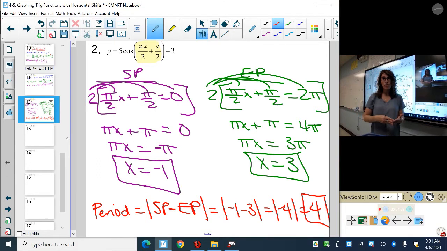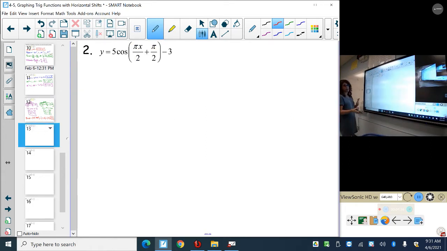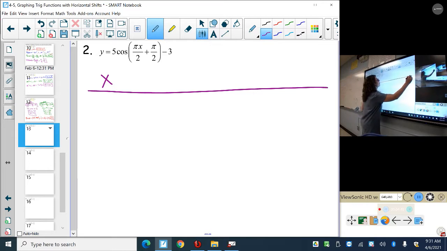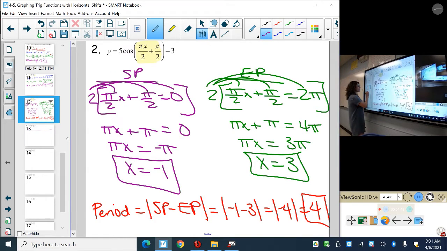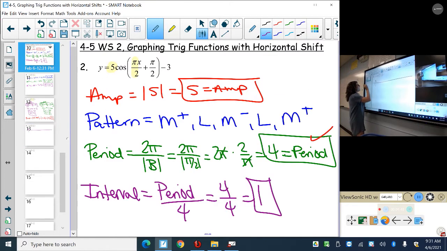And I know my starting point's at negative 1, my ending point's at 3. That distance is going to be 4 units. Okay, so that brings me to the next thing, which is the physical graphing of this. So I have x, and I know I'm starting at my starting point, which is negative 1. And then I'm adding my interval to that, which is going to be 1 unit every time.